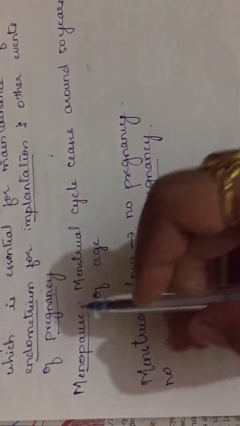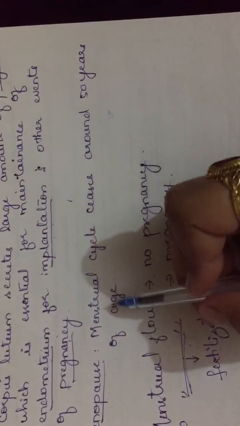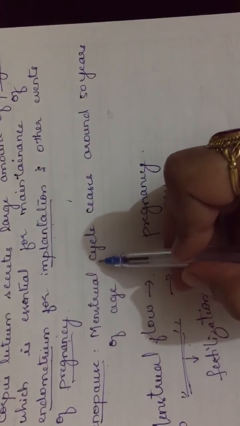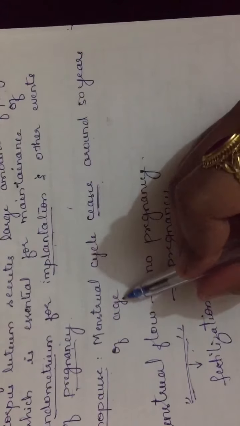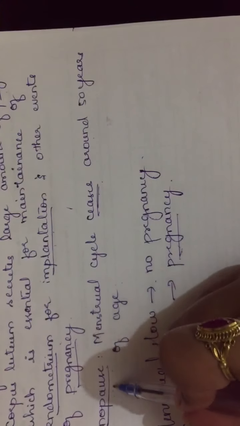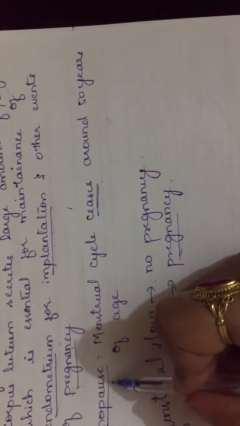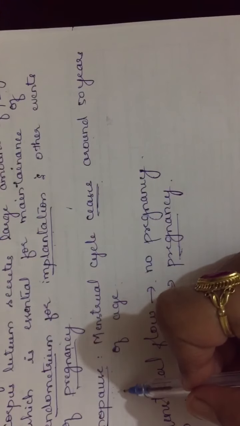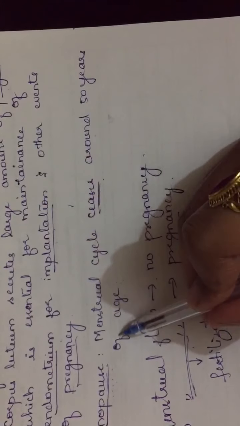Fine. With this, we have one more, menopause. Menopause is what? The menstrual cycle ceases around 50 years of age. Ceases means stop, pause. So the menstrual cycle stops around 50 years of age of a woman. We call it menopause, right? So we can get what is menarche, what is menopause. Menarche is what? The first menstruation at puberty, we call it menarche. Menopause, pause means stop. So the menstrual cycle ceases around 50 years of age, we call it menopause.